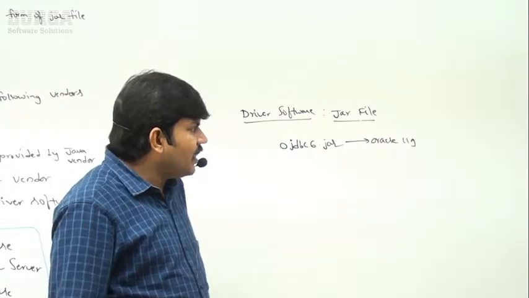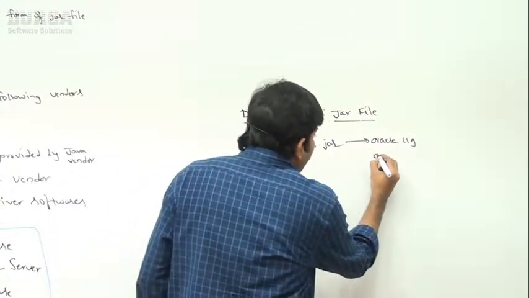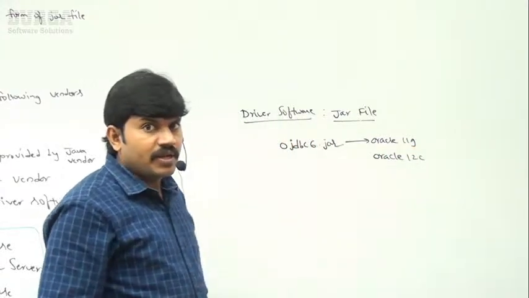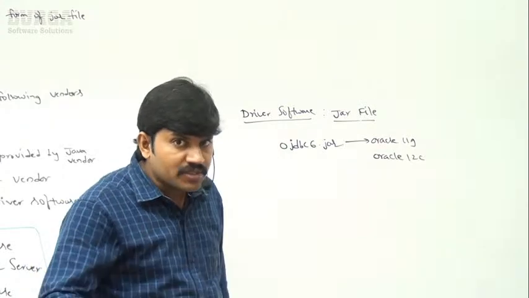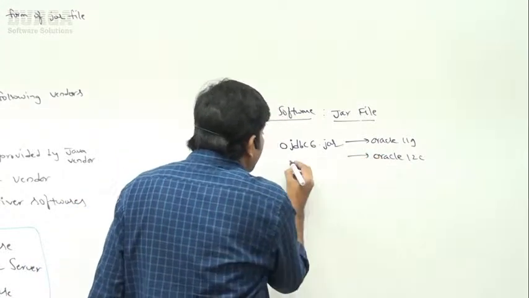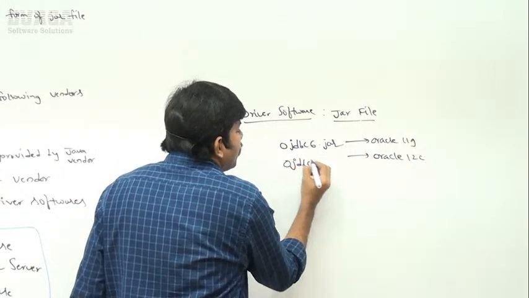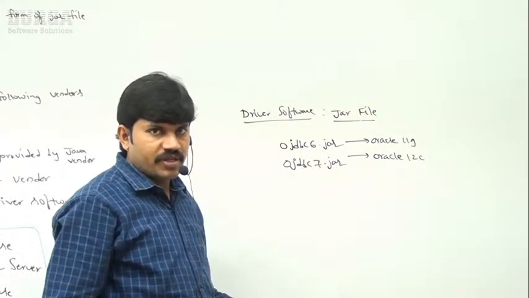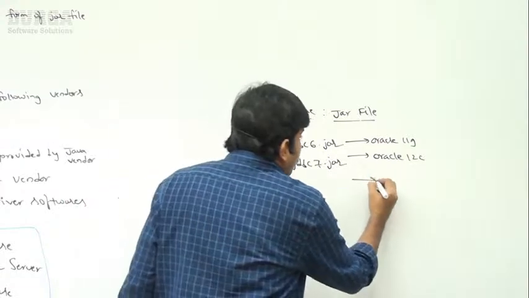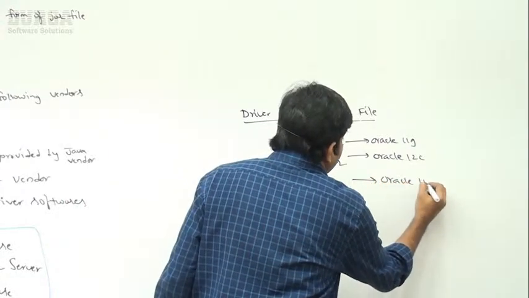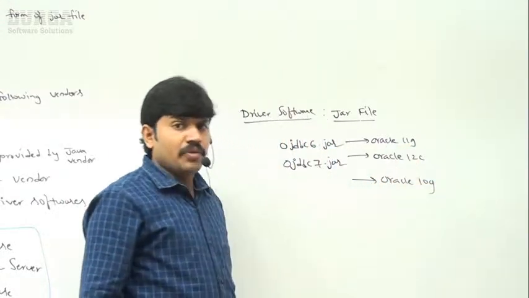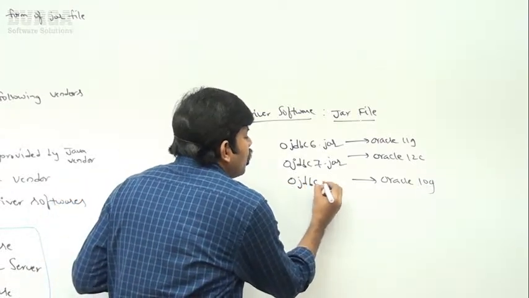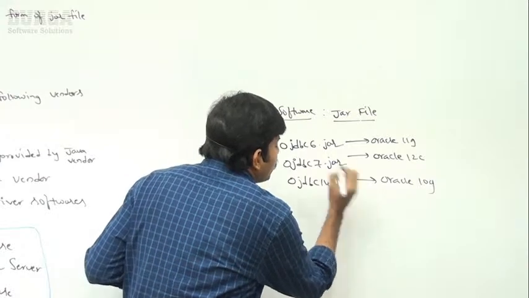Sir, I want to connect with Oracle 12c. Sir, I want to communicate with Oracle 12c. Can you please provide driver software? Then immediately OJDBC7.jar. This is the driver software. Sir, I want to communicate with Oracle 10g, sir. If you want to communicate with Oracle 10g, then we should go for OJDBC14.jar.